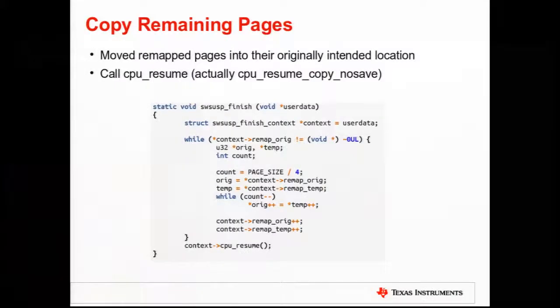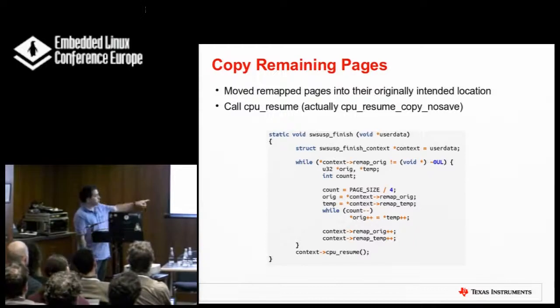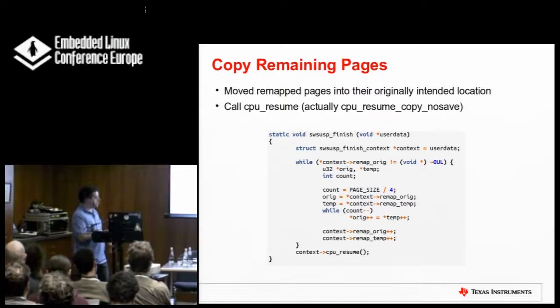And this is the finish function. It just goes through those remap pages and remap indexes and copies that page data from place to place. And it won't copy over itself in this case because we determined that this page is free both in terms of U-boot and in terms of the kernel we're restoring. And at the end, we just call the CPU resume function, and it's exactly as if we were a kernel restoring a Hibernation image, except we're U-boot.